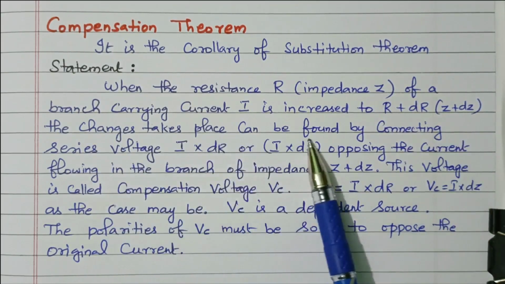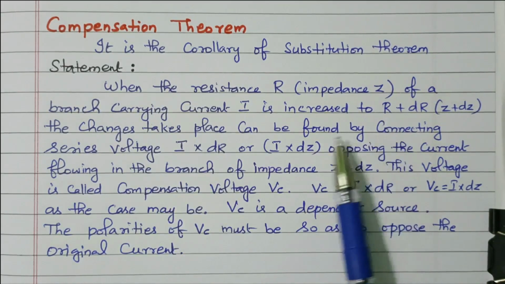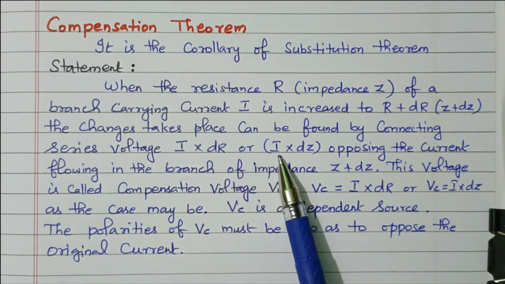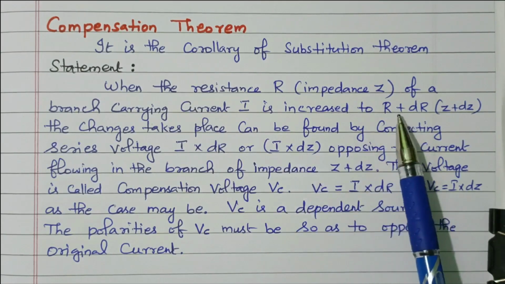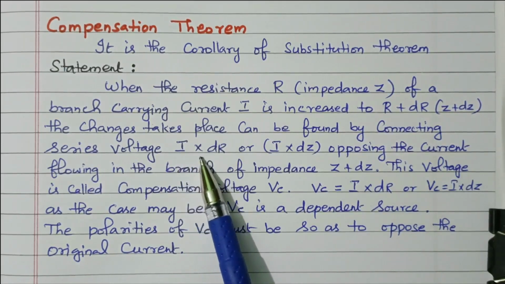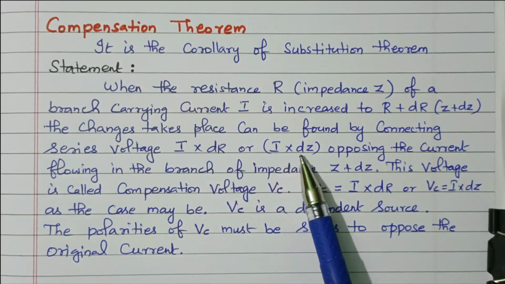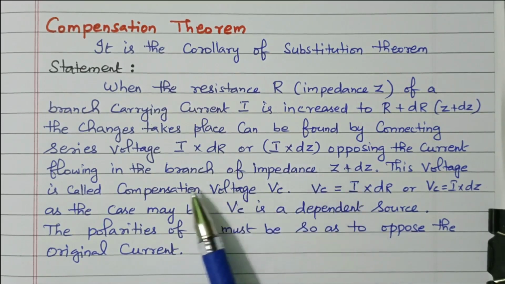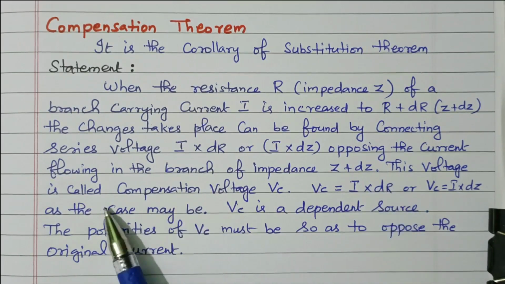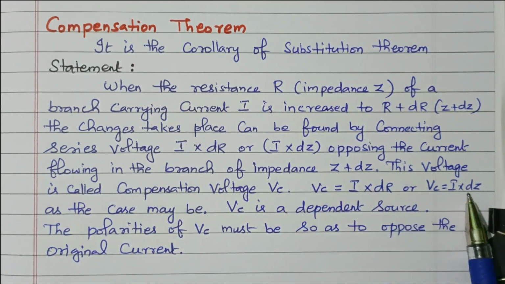The changes that take place can be found by connecting a series voltage source. When the resistor is increased, we have to connect the series voltage. That voltage is I into dR or I into dZ, so that we can compensate. While increasing the resistor or impedance, the corresponding series voltage should be added. Right? That voltage is nothing but I into dR, change in resistance, or I into dZ, change in impedance, opposing the current flowing in the branch of impedance Z plus dZ. This voltage is called the compensated voltage, given by I into dR or I into dZ.